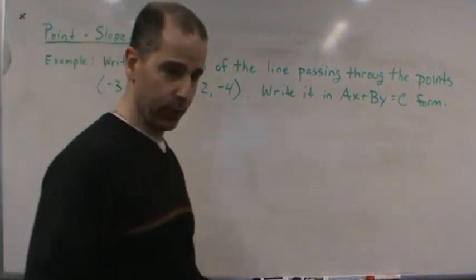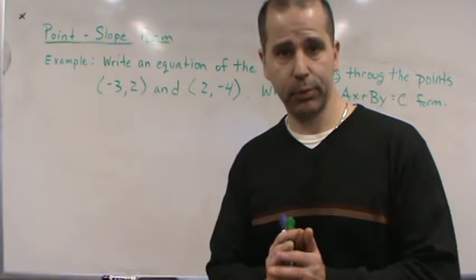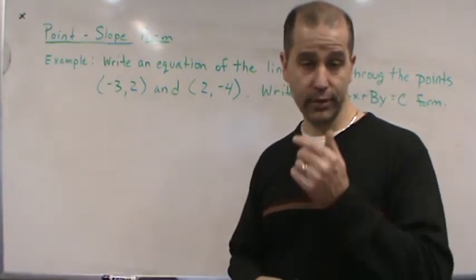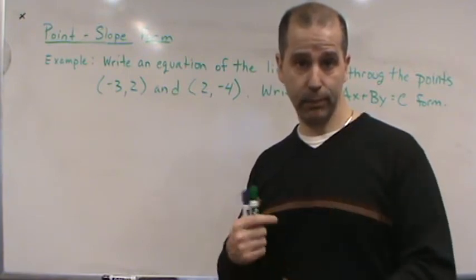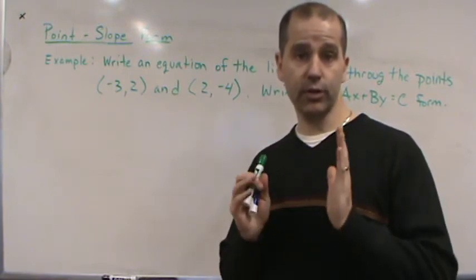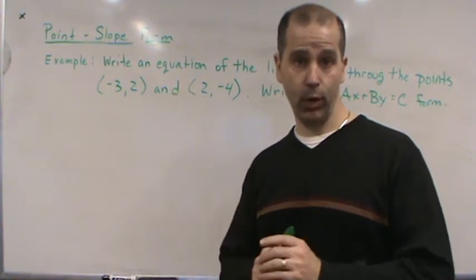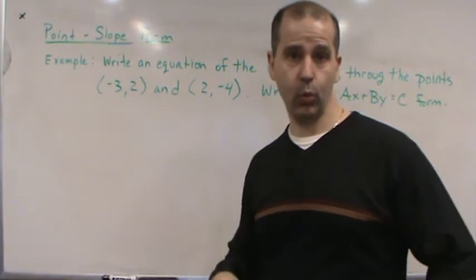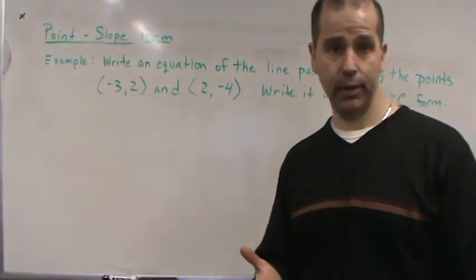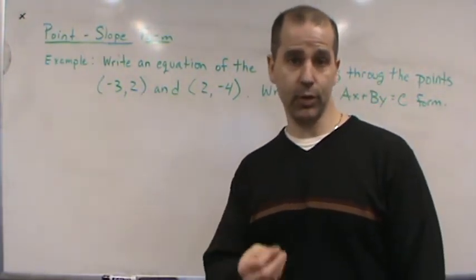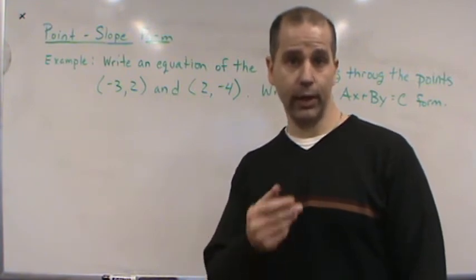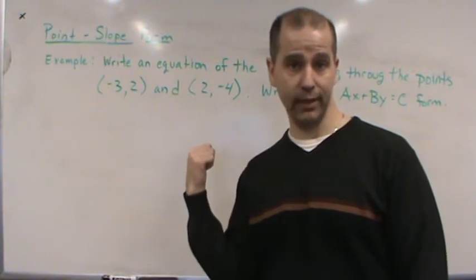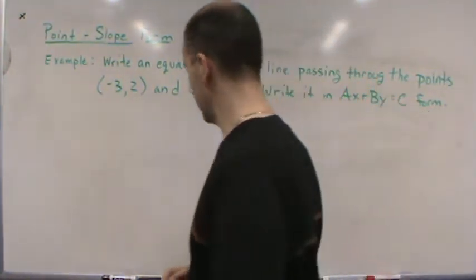Okay, so now we're going to do another example, and in this example we're going to consider 2 points. This time we're not given a slope and a point, so we're going to use the point-slope form, but in this case we're only given 2 points. So now we're going to have to do an extra step. The first step is to find the slope. If you're given 2 points, you have to first find the slope and then do what I did in the last example. So let's start.